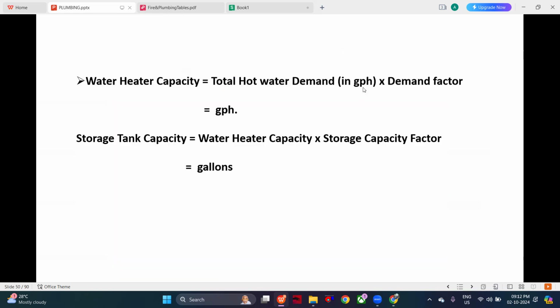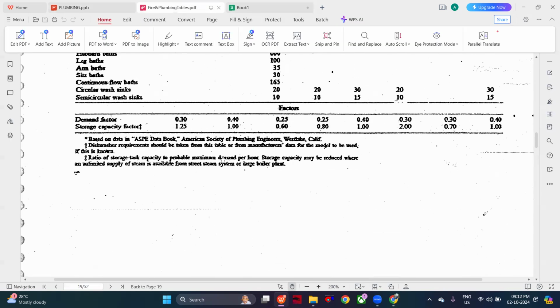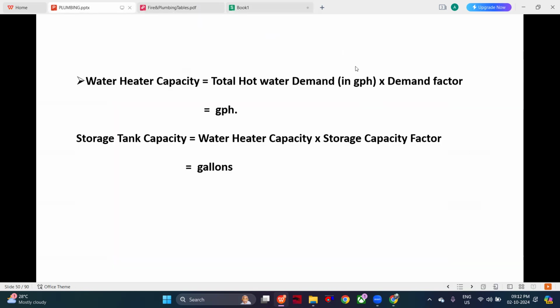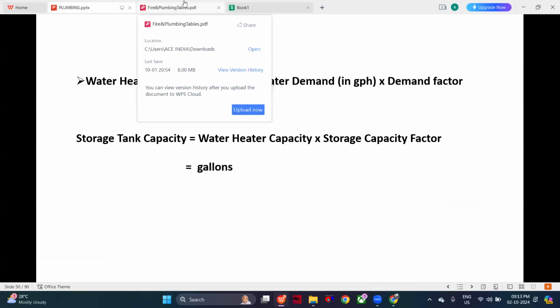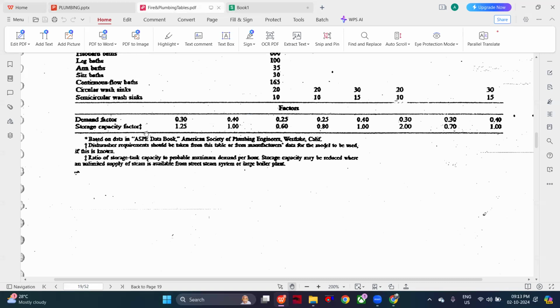Total hot water demand into the demand factor. For an apartment the demand factor is 0.3, so multiply by 0.3. Then you get the water heater capacity. Then the storage tank capacity for that water heater: water heater capacity into the storage capacity factor, here given as 1.2.